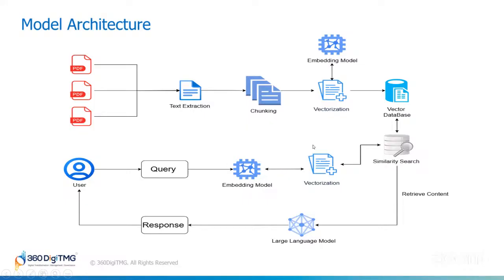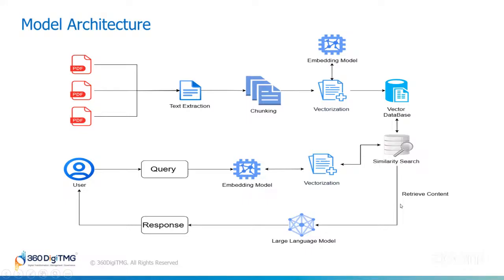Then it will create some of the vectors. Then it will search using similarity search in the vector database. So what is the solar system? It will search within the database, where the solar system text is present. Then it will retrieve the content from the database.